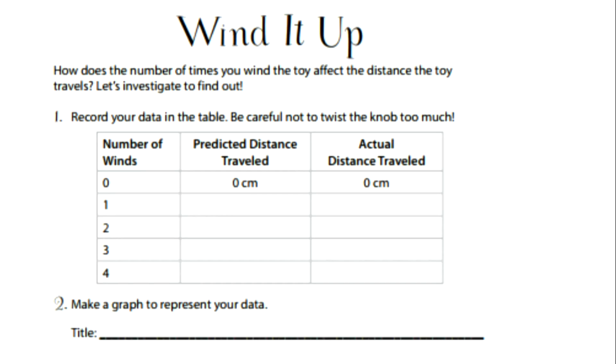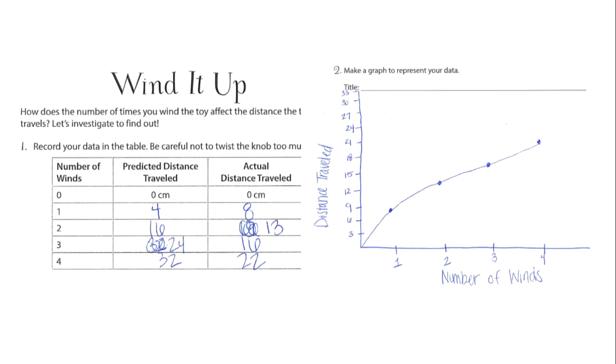And so here's the student investigation sheet where they're going to wind it up in different number of times, and they're going to predict and then collect some actual data. And so when we did this, we found that with 1 wind, we got 8 centimeters, 2 winds, 13 centimeters, 3 winds, 16, 4 winds, 22. And you can see that we have a presentation there.